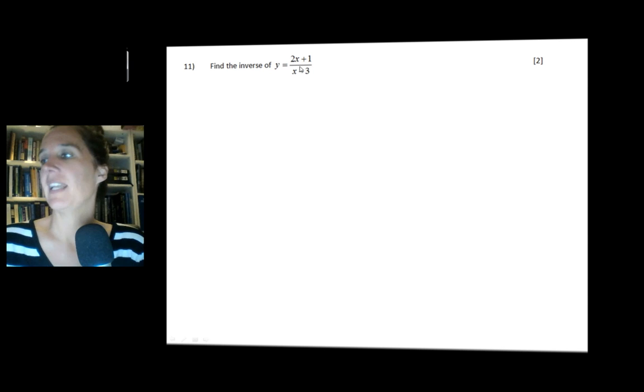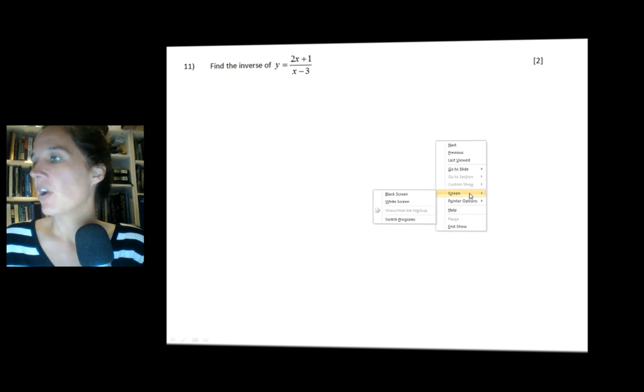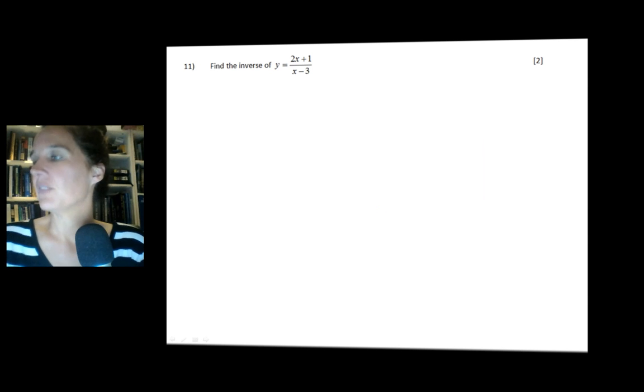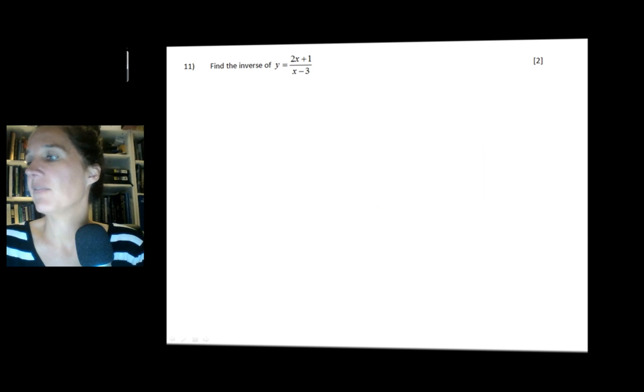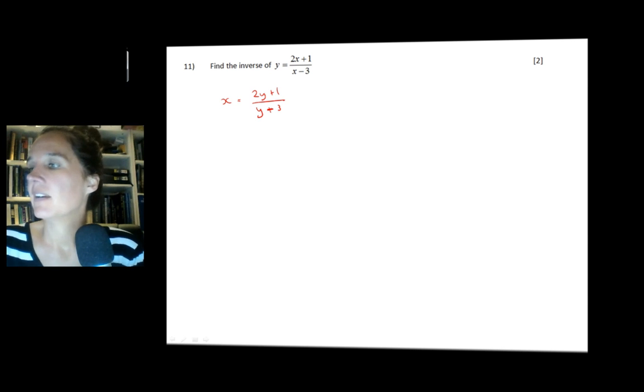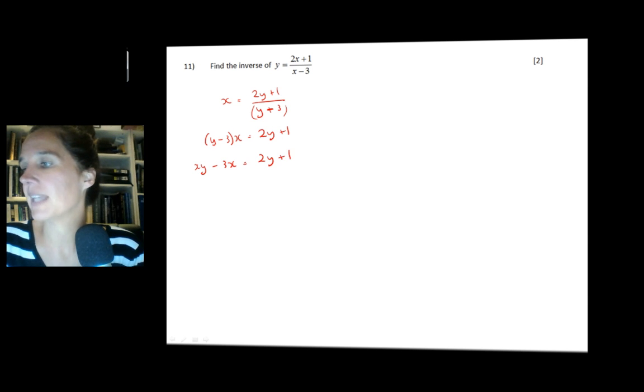Okay, so looking at question 11, we want to find the inverse of y is equal to (2x plus 1) divided by (x minus 3). Our first step is we substitute our x for y and our y's for x's. So now we've done that. We've got this y minus 3 term here. So we're going to multiply both sides by this y minus 3. Got y minus 3 multiplied by x is equal to 2y plus 1. So multiplying this through, we've got xy minus 3x is equal to 2y plus 1.